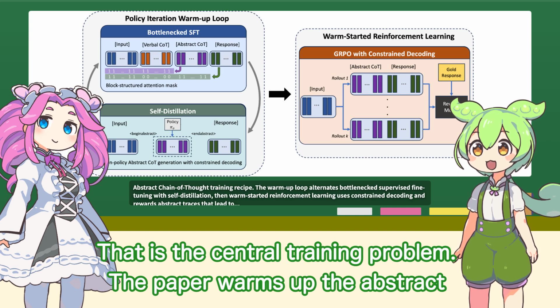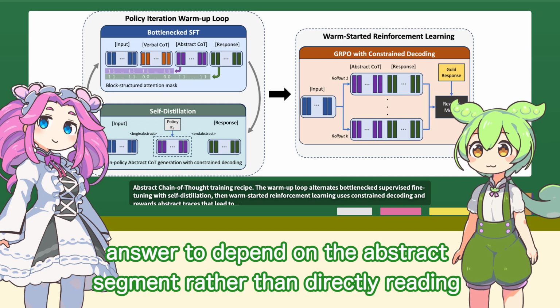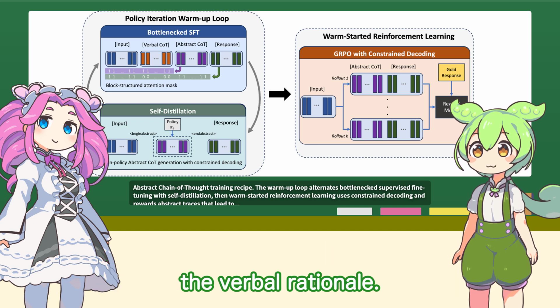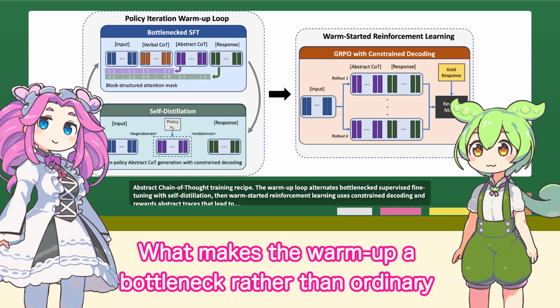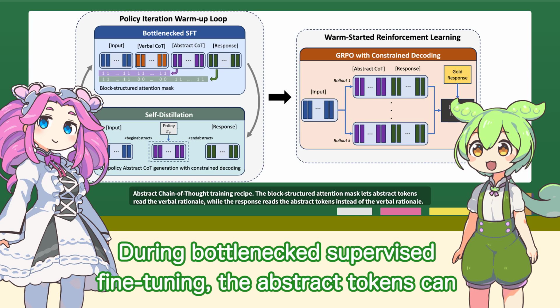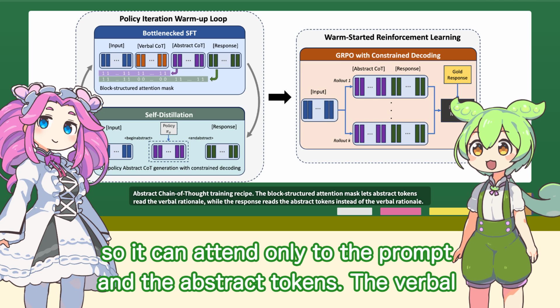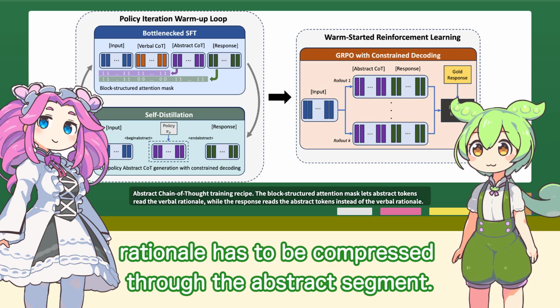The paper warms up the abstract vocabulary by using a teacher verbal rationale at first, but it forces the answer to depend on the abstract segment rather than directly reading the verbal rationale. What makes the warm-up a bottleneck rather than ordinary supervised fine-tuning? During bottlenecked supervised fine-tuning, the abstract tokens can attend to the prompt and the verbal rationale, but the answer is masked so it can attend only to the prompt and the abstract tokens. The verbal rationale has to be compressed through the abstract segment.